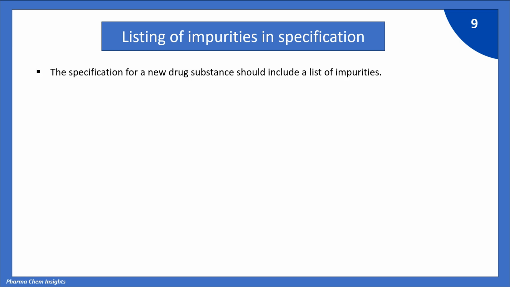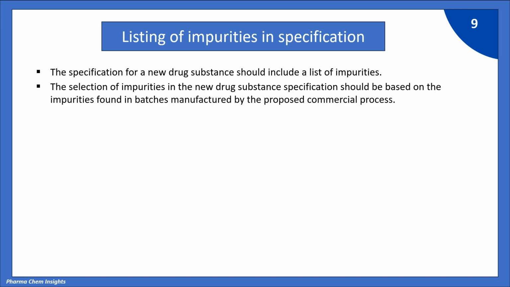Let us see the listing of impurities in specification. The specification for a new drug substance should include a list of impurities. The selection of impurities in the new drug substance specification should be based on the impurities found in batches manufactured by the proposed commercial process. Specified impurities can be identified or unidentified.